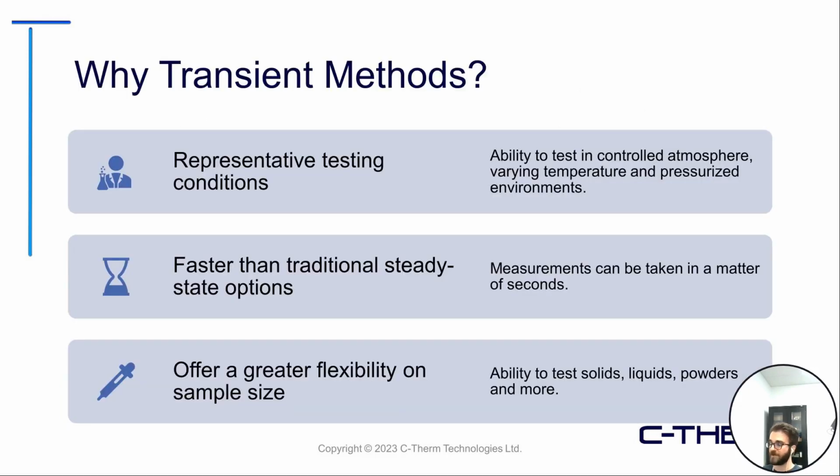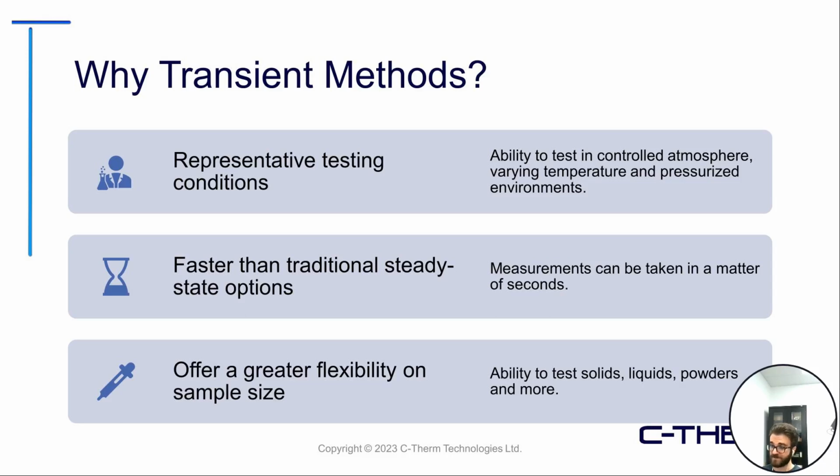So why transient? I kind of mentioned it when we were talking about steady state, but really, number one, it allows for representative testing conditions. So whether that's a controlled atmosphere, varying temperature, or pressurized environments, these sensors lend themselves quite well to be essentially placed in these different conditions, different setups to accommodate that type of measurement. And really, we like to advocate this because to get good quality data for your sample, testing it in a way that's truly representative of the application in which it's going to be used, under those conditions, is going to be the best way to get that good quality data.